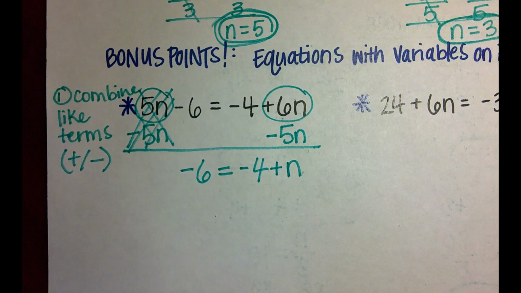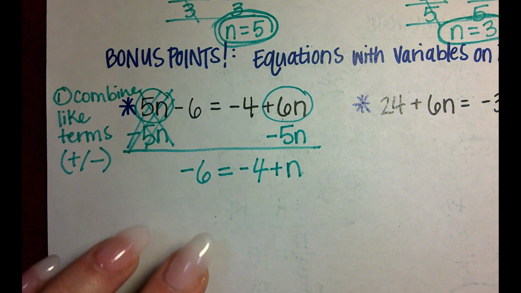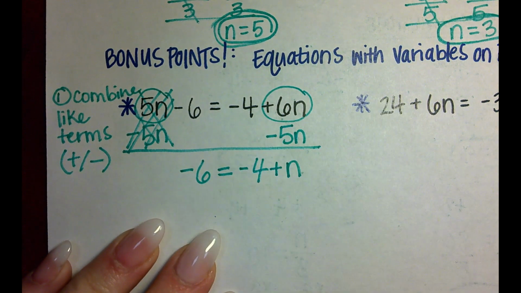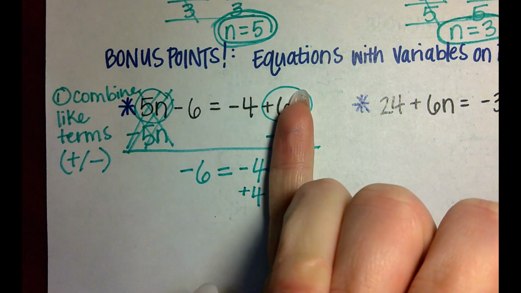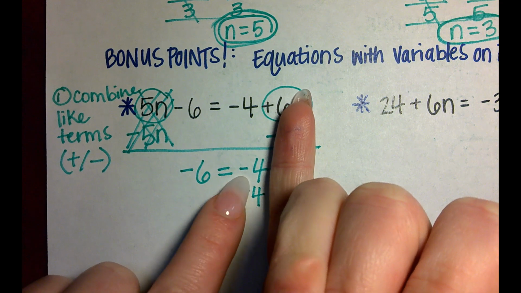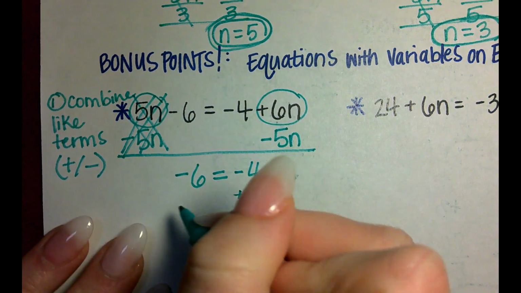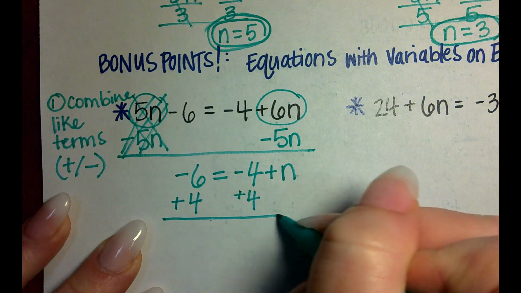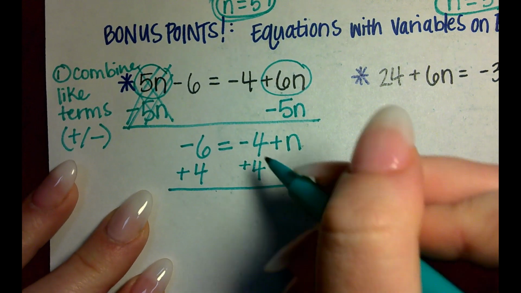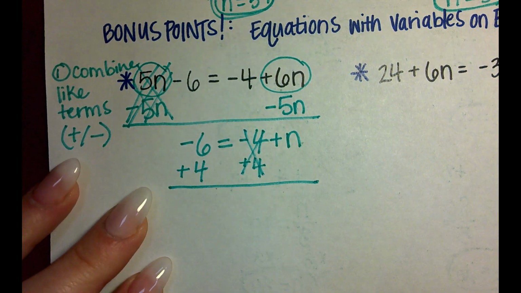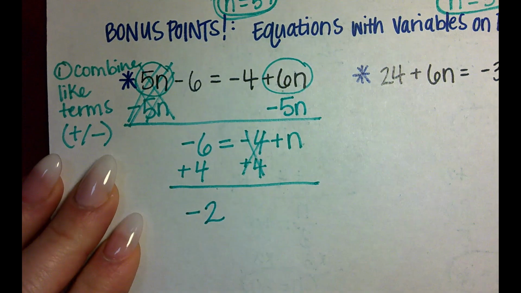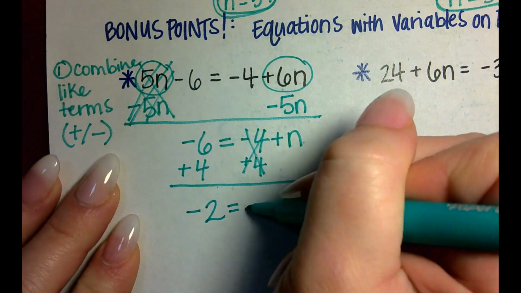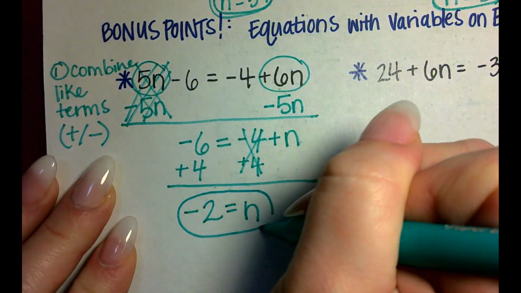You add 4 on both sides. Yeah, so we want to get rid of negative 4. To do that, we do plus 4. We're looking at the sign to the left of the number. Minus 4, we do the opposite, plus 4 on both sides. My 4's cancel, good. Negative 6 plus 4 is negative 2. Negative 2 equals n. Very good.